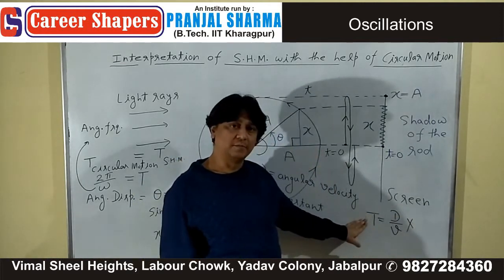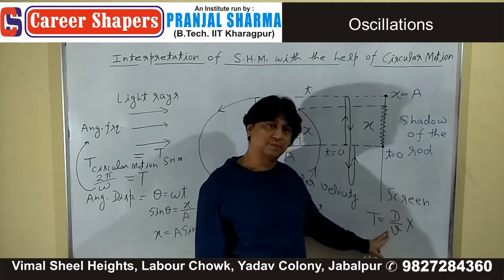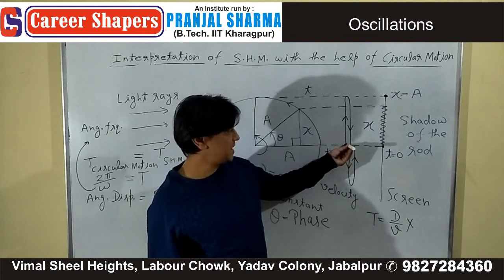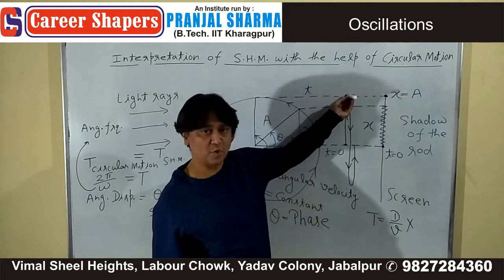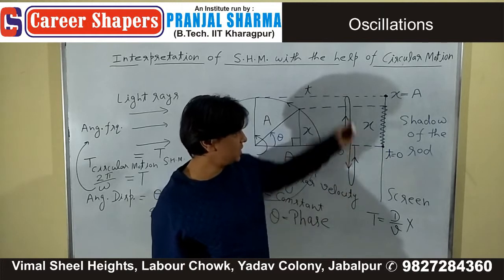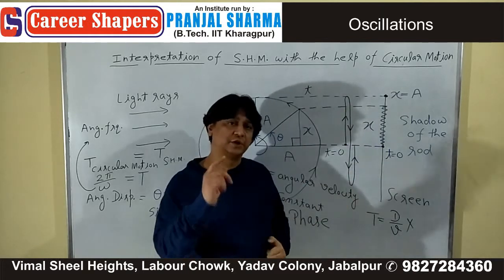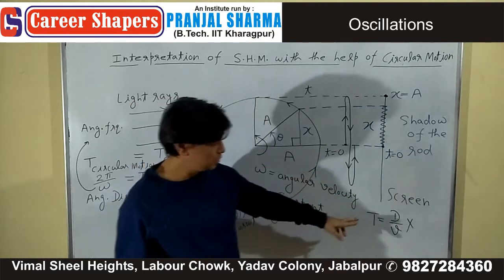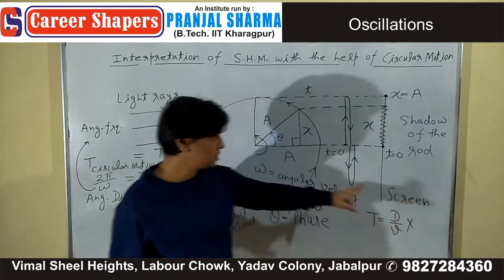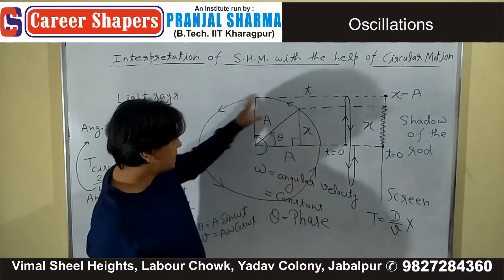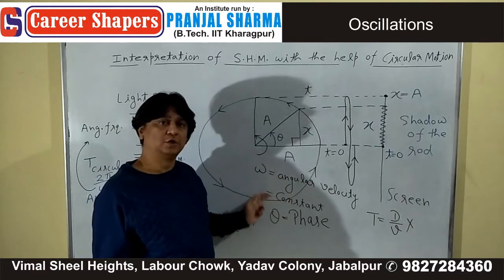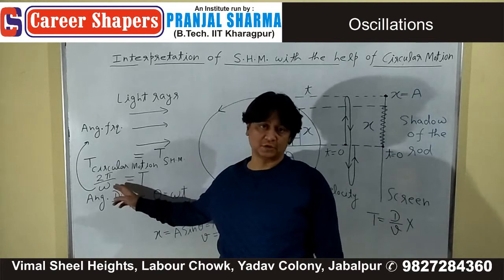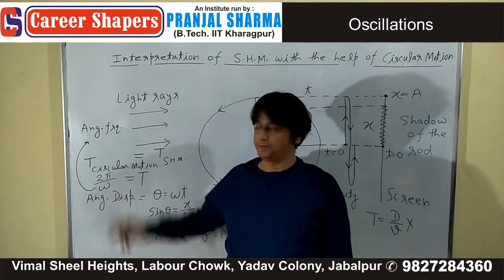This formula of time, which is equal to distance upon speed, cannot be used in simple harmonic motion. Speed is maximum over here, 0 at this point, again maximum, 0 at this point. The object is executing simple harmonic motion with variable speed, and I cannot use this formula. But throughout, the tip of the rod is executing a circular motion with uniform angular velocity, and therefore I can use this formula of 2 pi upon omega.